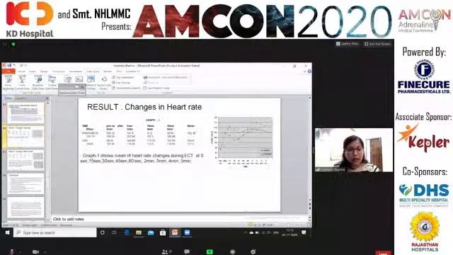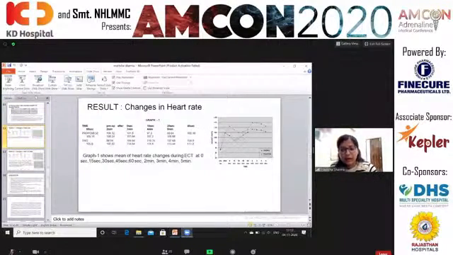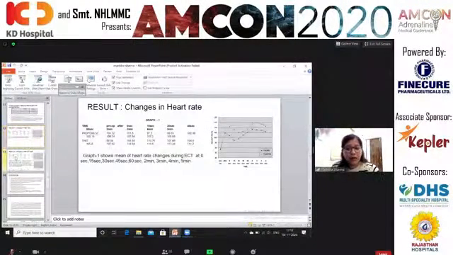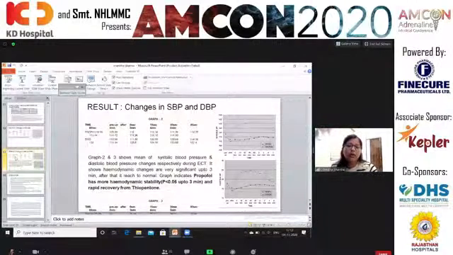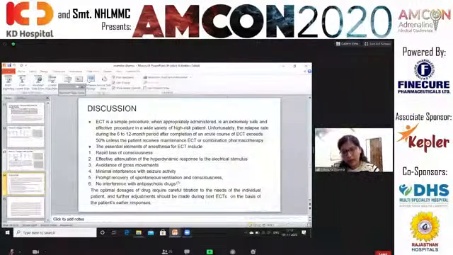Next, talking about the hemodynamic changes in both groups, here are the changes in heart rate, and in the next slide we can see the changes in systolic and diastolic blood pressure. Both show that propofol has more hemodynamic stability and rapid recovery compared to thiopentone. This was during ECT. We studied heart rate, systolic blood pressure, and diastolic blood pressure.